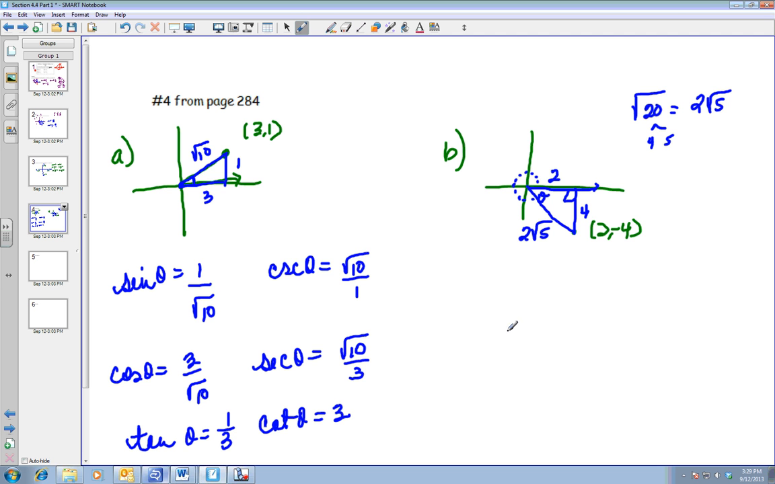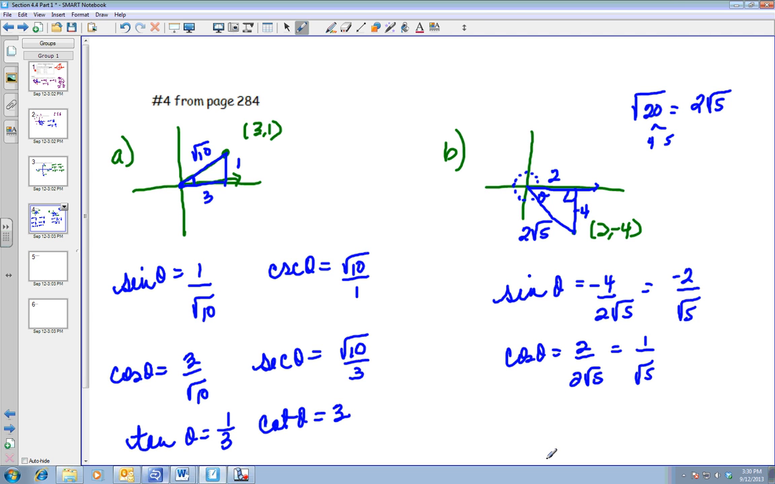So let's do our six trig functions. Sine theta. Sine is my y value, and that should be -4 right there. My y value over r, so -4 over 2 square root of 5. My 2 and my 4 can cancel, so I would go ahead and do that. Cosine theta is x over r, so 2 over 2 square root of 5, which is 1 over square root of 5. Tangent theta is y over x, so -4 over 2.